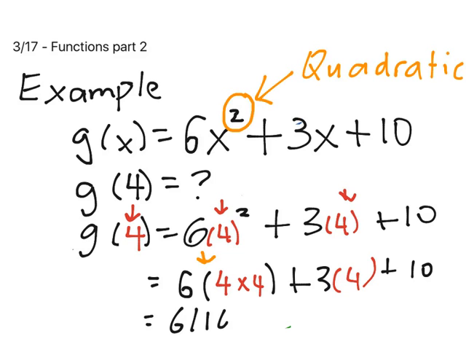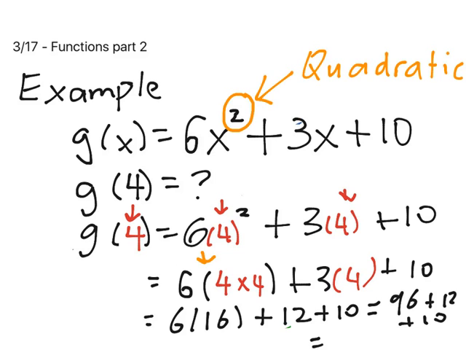4 times 4 is 16. 3 times 4 is 12. 10. 6 times 16 is 96 plus 12 plus 10. When you add them up, you get 118. And that is the answer.